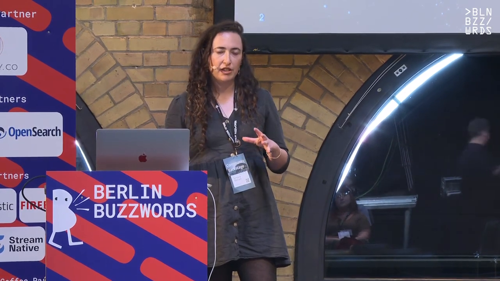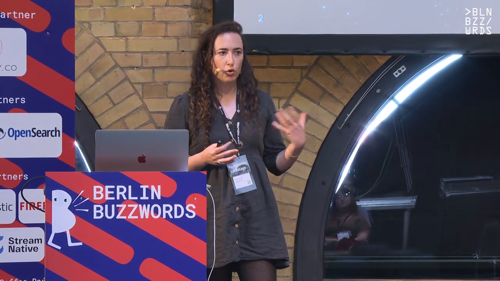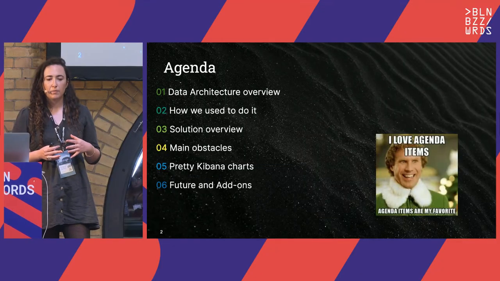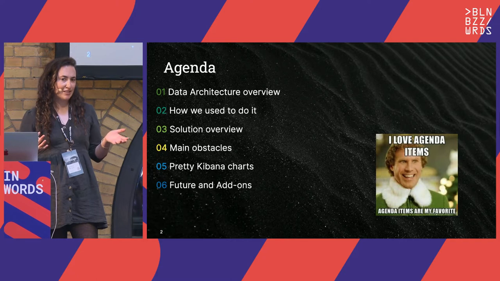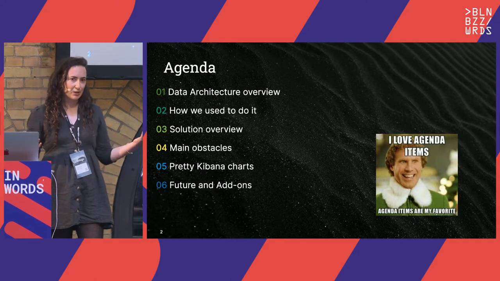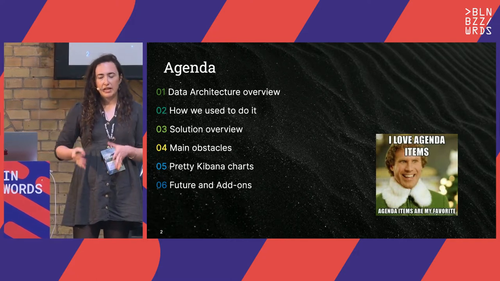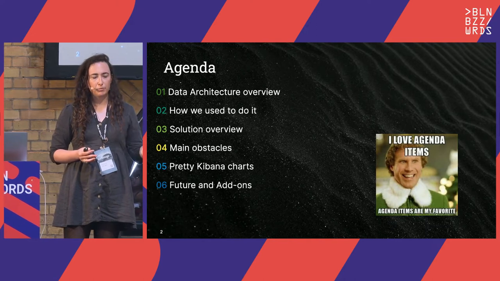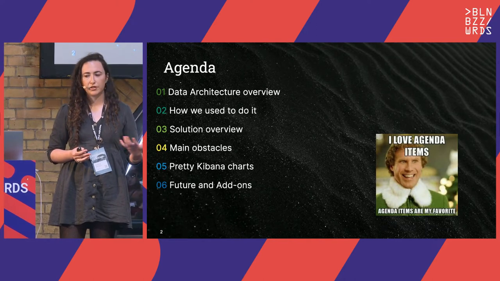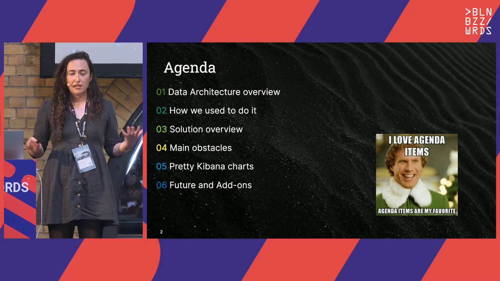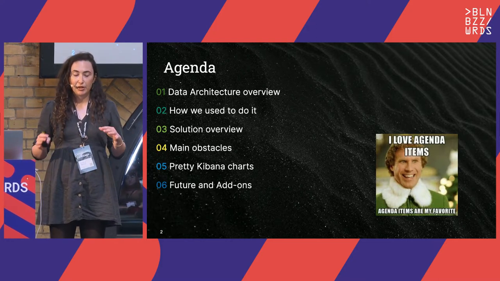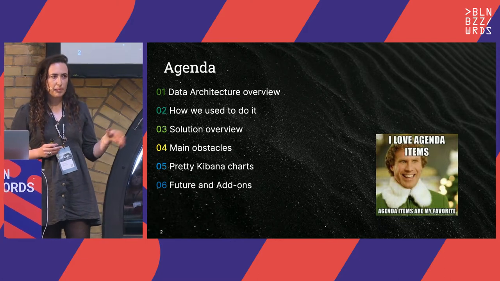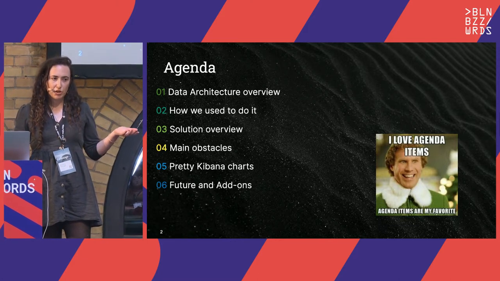We'll start off with looking at Nielsen's data architecture, and we'll really see how Spark played a core component in it. We'll then talk about how we used to search logs, or more, how we just couldn't do it. A deep dive into the solution that actually provided us with that possibility of searching logs. Some main obstacles, because every solution has to have an obstacle. Some pretty Kibana charts, and then to top it all off, just some future and add-ons.